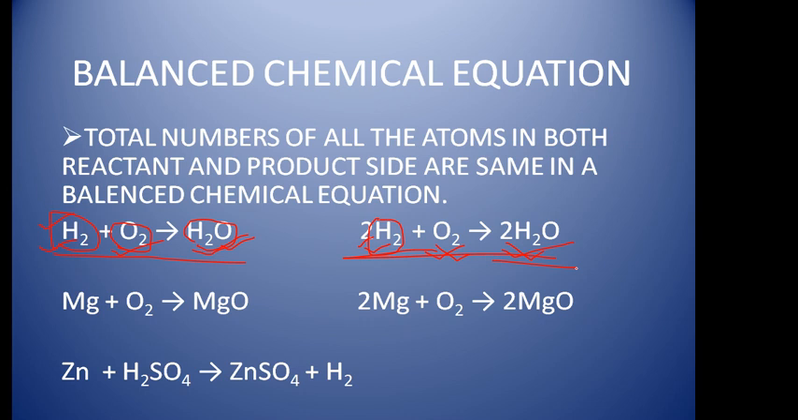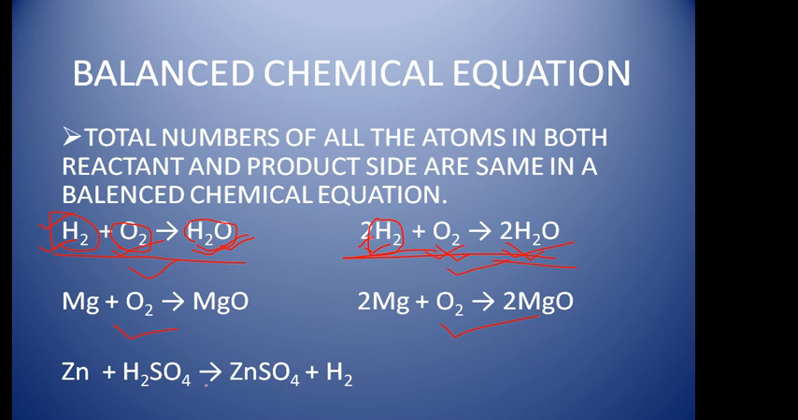A chemical equation gives you just the idea of the reactants and products, but it may or may not be balanced. In a balanced chemical equation, the number of all atoms will be equal in both the reactant side as well as in the product side. So this is an unbalanced chemical equation, this is an unbalanced chemical equation, and this is a balanced chemical equation. Similarly, you see here, this is an unbalanced chemical equation and this is a balanced chemical equation.